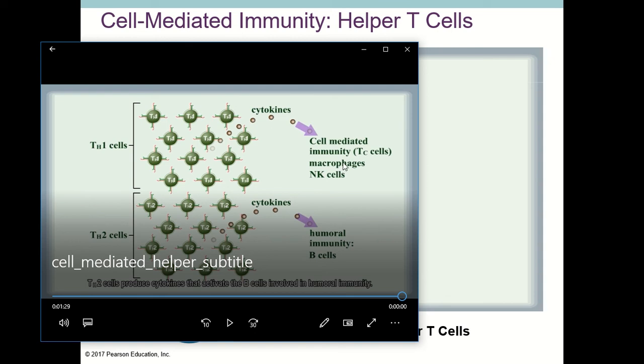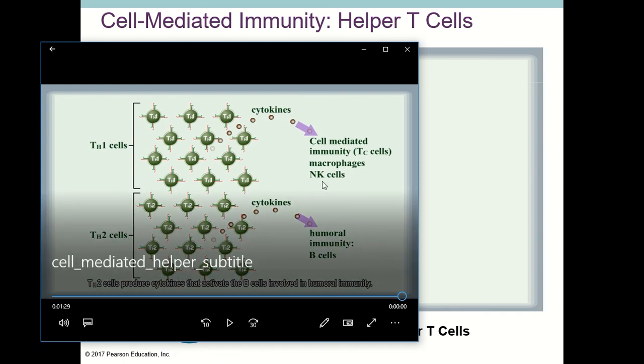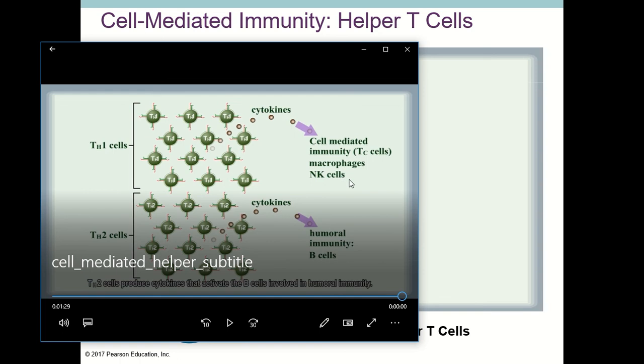So cell-mediated immunity is going to utilize cytotoxic T cells to attack infected cells. It's going to stimulate macrophages, which work by phagocytizing, or engulfing, infected cells. And then natural killer cells are going to act against virally infected cells, but also cancer cells or tumor cells. Now humoral immunity is going to utilize B cells and produce antibodies to either opsonize or neutralize pathogens.